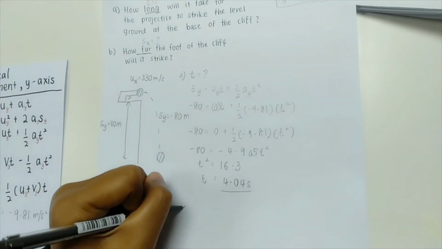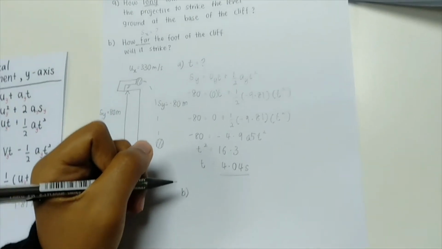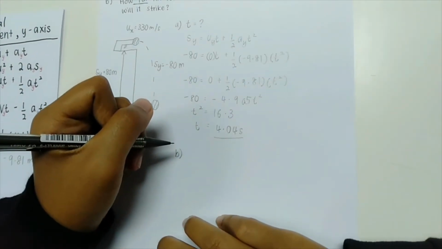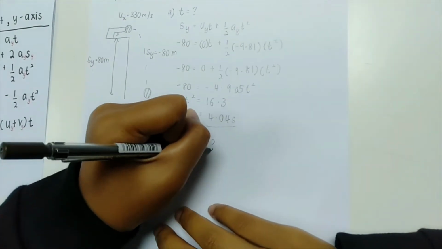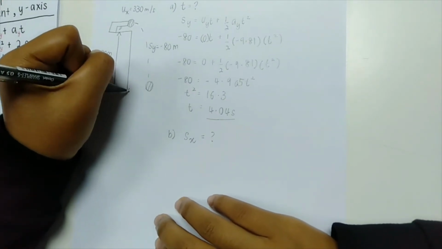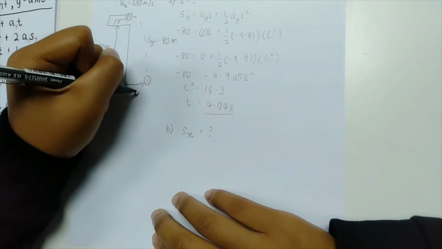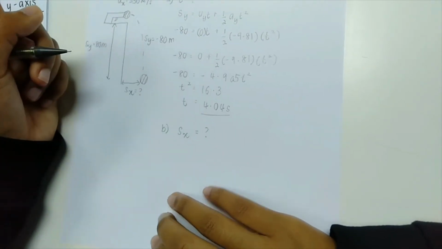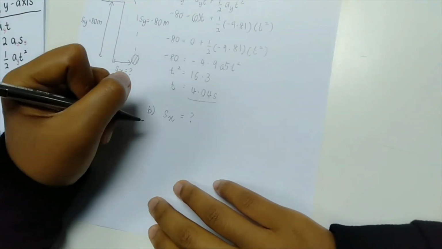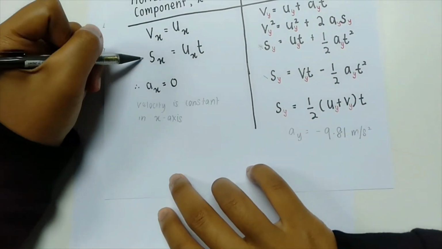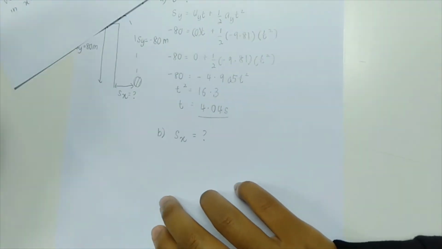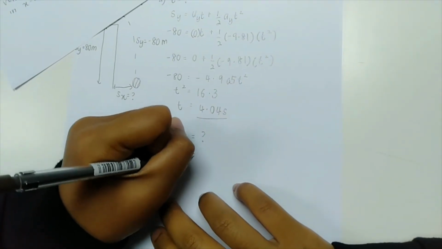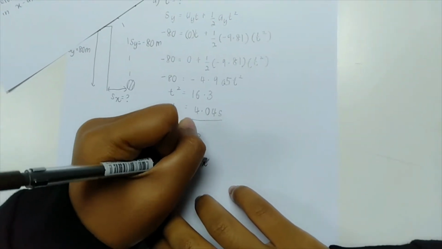We proceed with the second question, B: how far from the foot of the cliff will it strike? How far means the Sx. Based on the linear motion equation, we can use Sx equals Ux t.